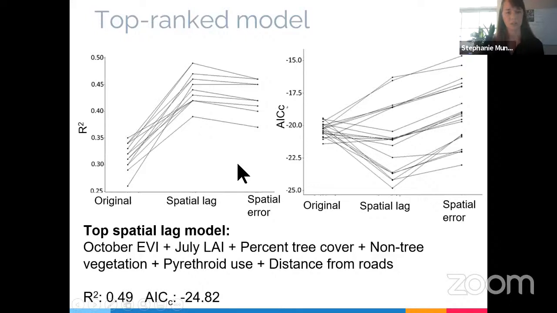So then when I considered the incorporation of a spatial lag or a spatial error term, it turned out that the best fitting model was the spatial lag version that had vegetation indices, percent tree cover, non-tree vegetation, pyrethroid use, and distance from roads. This model had an R² of about 0.49, and it actually had the lowest AIC value too. So that means that it had boosted explanatory power without becoming overly complex.